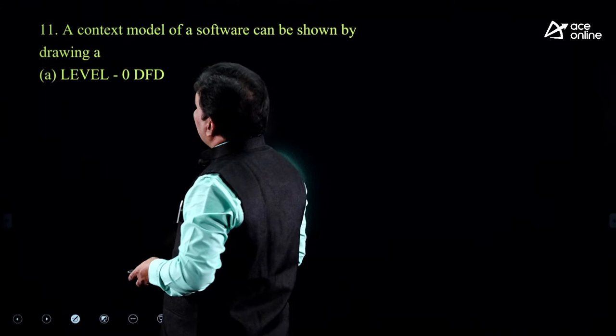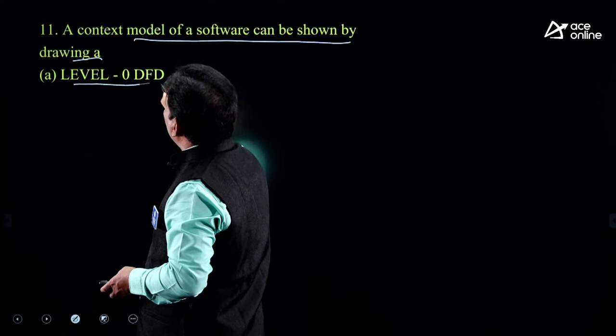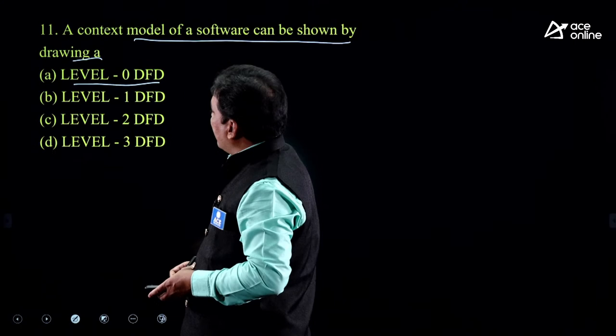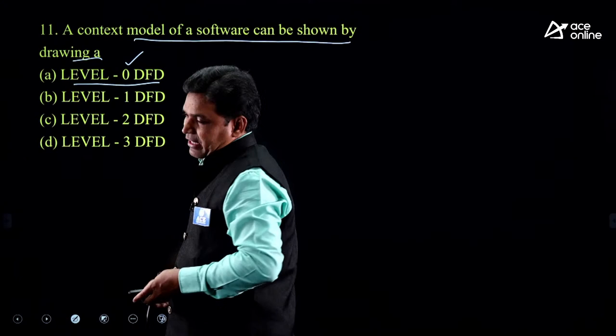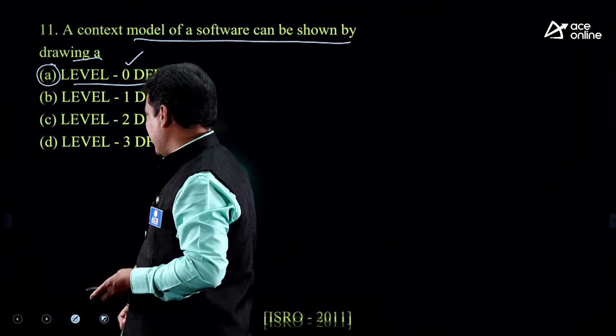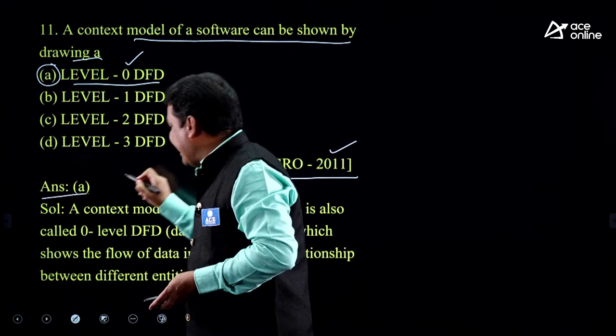Coming to a context model of a software can be shown by drawing a level 0 DFD, level 1 DFD, level 2 DFD, or a level 3 DFD. So context model, we had discussed briefly previously. A context model of a software can be shown by drawing a level 0 DFD. Level means abstract representation of a software system can be represented with level 0 DFD. That's the answer, right? Which was asked in ISRO 2011. The answer is A, a context model.